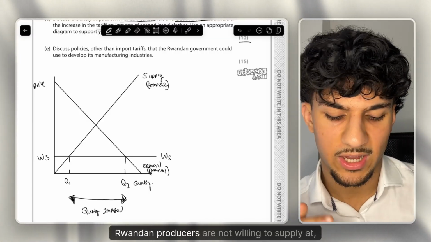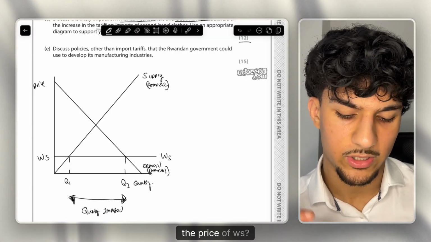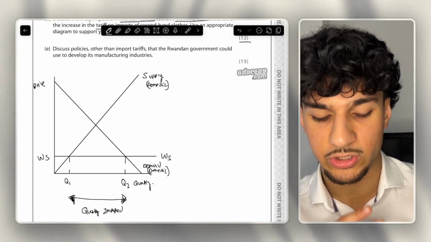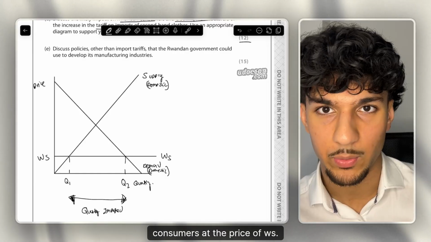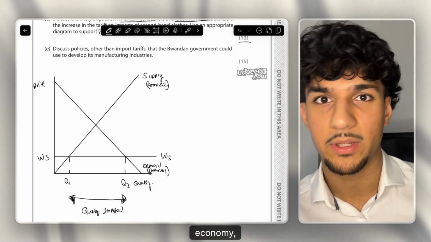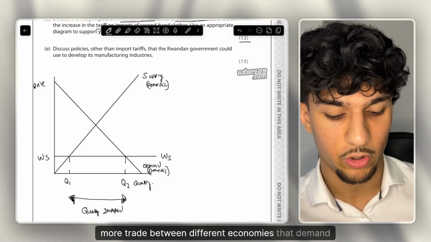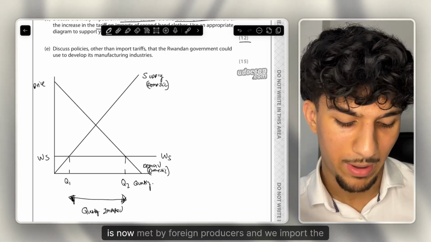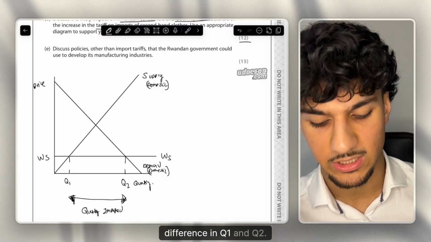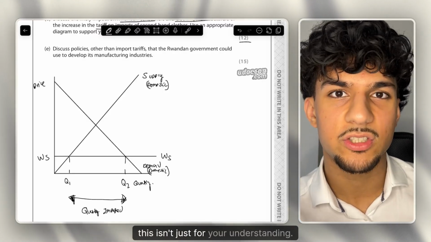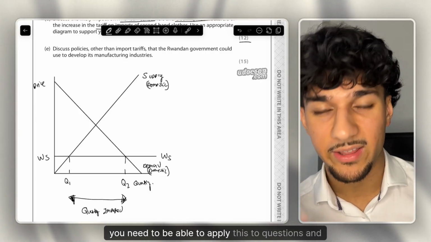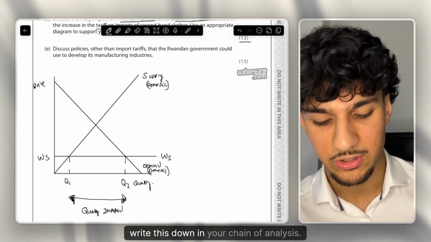So Rwandan producers are not willing to supply at the price of WS. Well, they're not willing to match demand of domestic consumers at the price of WS. Therefore, due to globalization, of course, due to increased integration of the global economy, more trade between different economies, that demand is now met by foreign producers, and we import the difference in Q1 and Q2. Now, this isn't just for your understanding. You need to be able to recall this, and more importantly, you need to be able to apply this to questions and write this down in your chain of analysis.